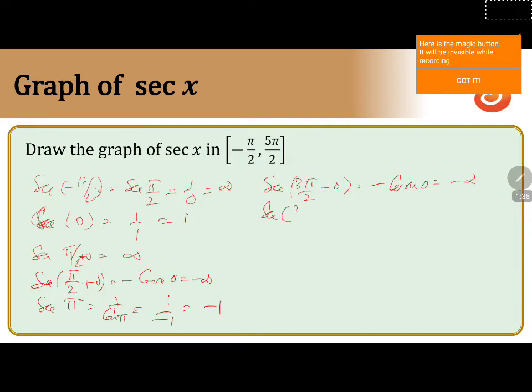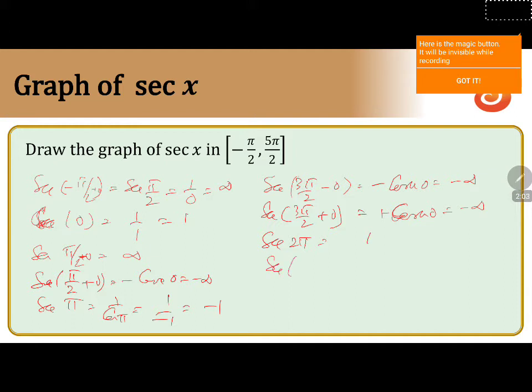You calculate secant 3 pi by 2 plus 0. Secant 3 pi by 2 plus 0, fourth quadrant. Fourth quadrant secant is positive. Plus cosecant 0, you will get plus infinity. Then you have secant 2 pi. 2 pi plus 0, 1.